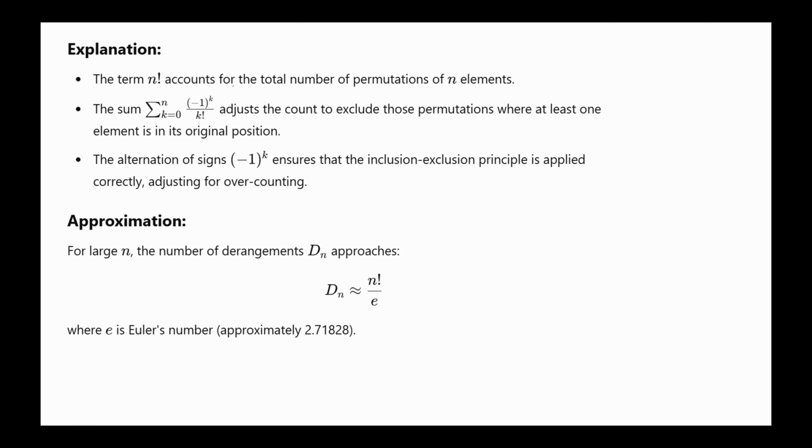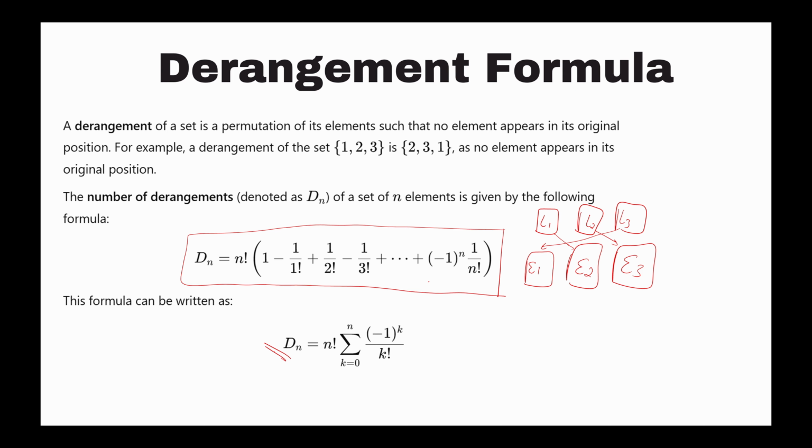The term n factorial accounts for the total number of permutations of n elements. The sum adjusts the count to exclude those permutations where at least one element is in its original position. That means all those permutations are removed where even one element is in its original position. Apart from that, there is an approximation. Let's say if n tends to infinity, where n is very large, then my Dn, or my derangement combinations, would become n factorial by e. Simply this entire thing we can write down as e.